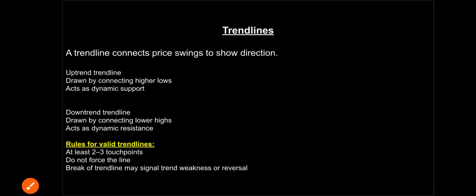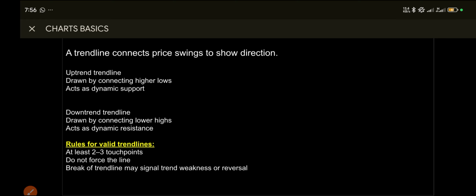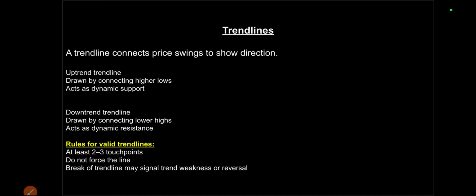So, a trend line. A trend line connects price swings to show direction. So we have what we call the uptrend and we have what we call the downtrend. I'm a trend line trader. I trade with trend lines and fair value gaps and break of structure and the rest. Those are just normal market structure which you have to know.